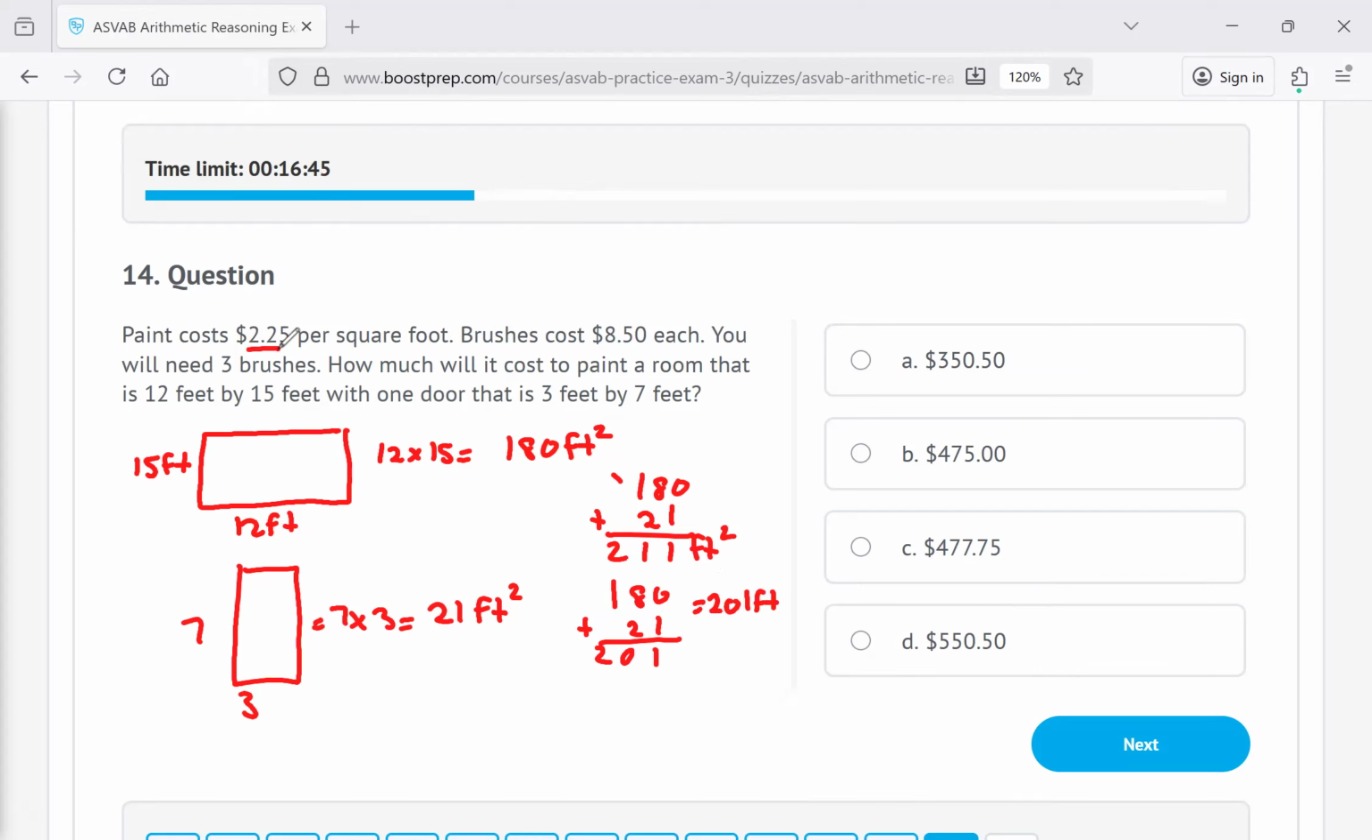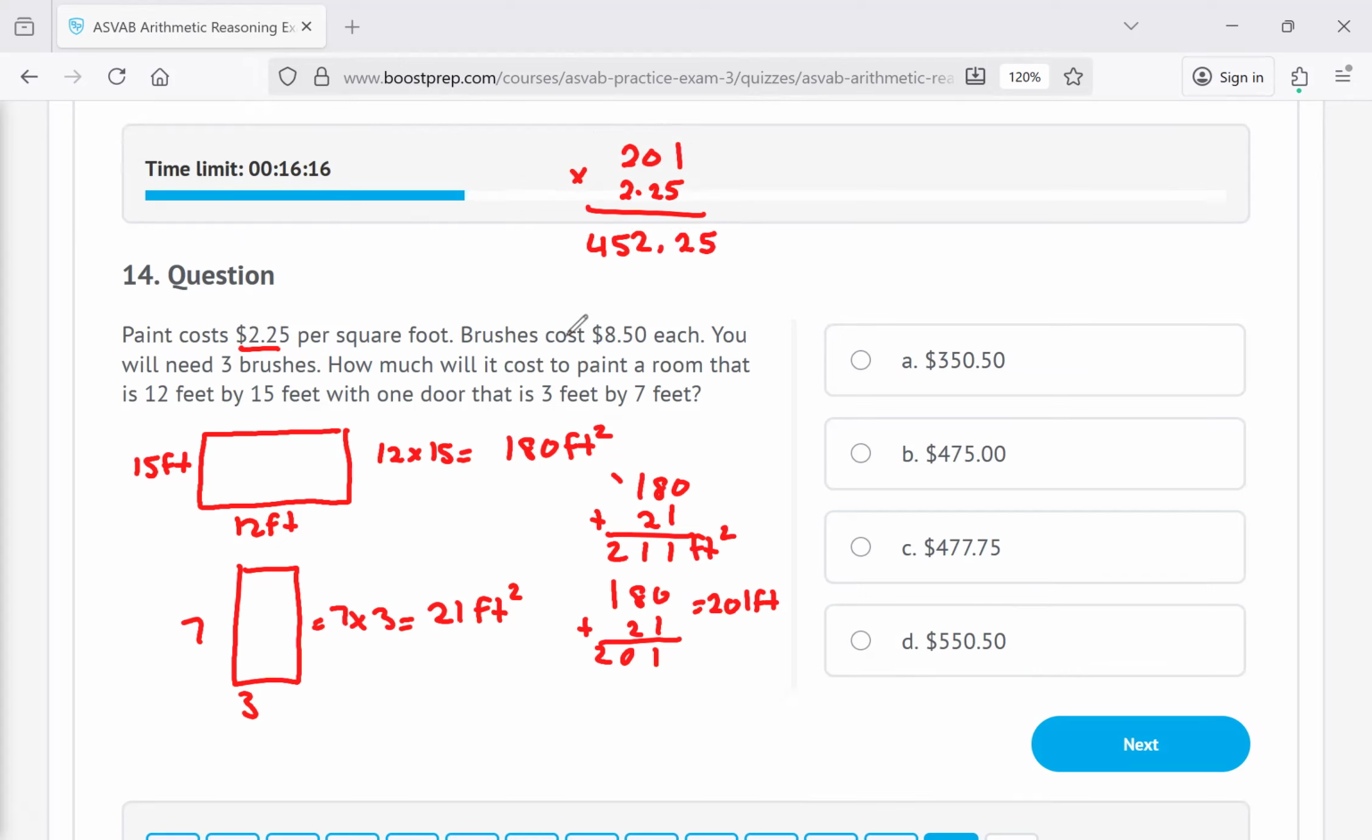And then it says it's 2.25 per square foot. So you just have to multiply 201 by 2.25. They both have 3 sig figs, so it doesn't matter what you put on top. And when you do that, you should get 452.25.